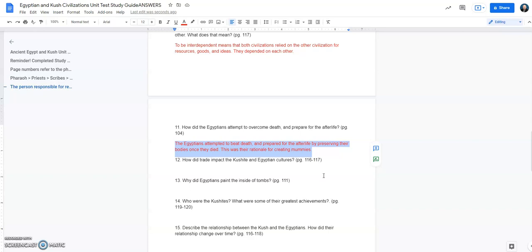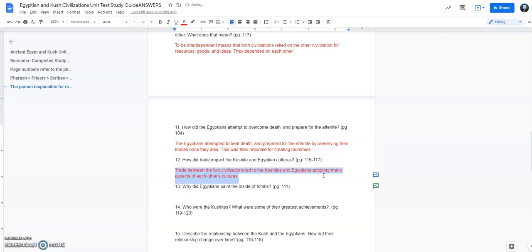Question 12. How did trade impact Kushite and Egyptian cultures? Well, trade between the two civilizations led to them adopting many aspects of each other's cultures, right? They influenced each other. Kush is like, hey, I've got this cool thing we invented. Egypt is like, hey, we have this cool idea. And they trade. So not only are they trading raw materials like iron for food, they're also trading ideas. They're trading inventions and tools. And their cultures are mixing a lot. So they really developed different aspects of each other's culture. They influenced each other, right?